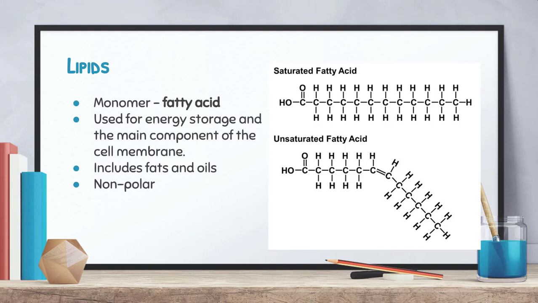So keep in mind, the monomer of a lipid is a fatty acid, and that's what those long chains are. You get multiple of those fatty acids together. In fact, a lot of times they occur in groups of 3, and that's what's known as a triglyceride.